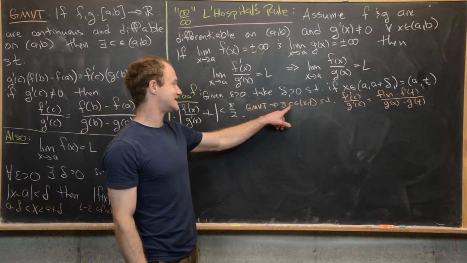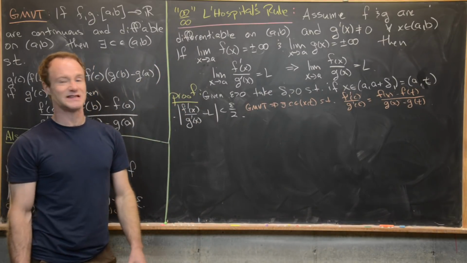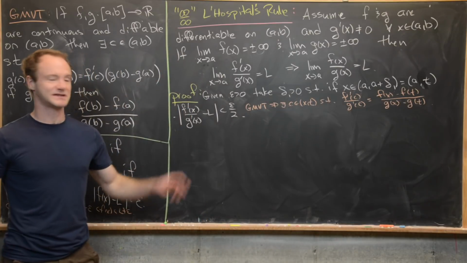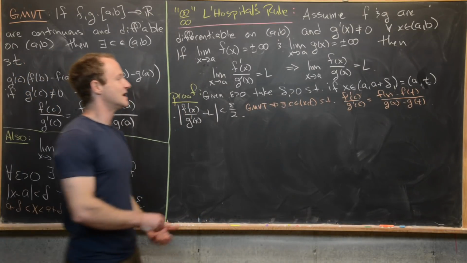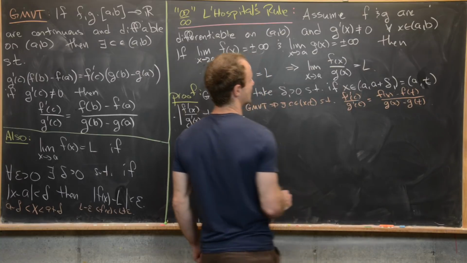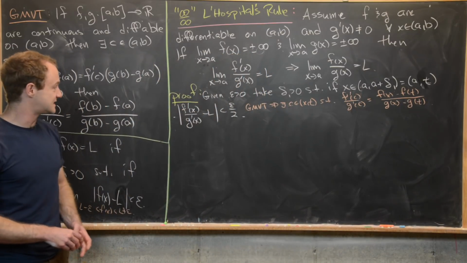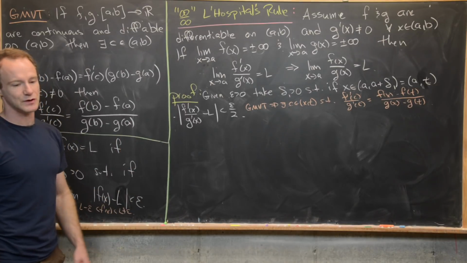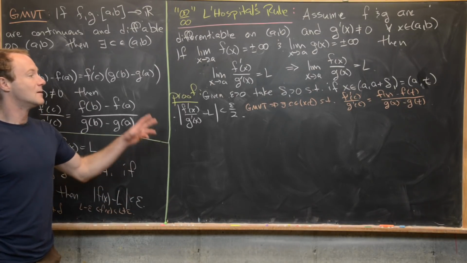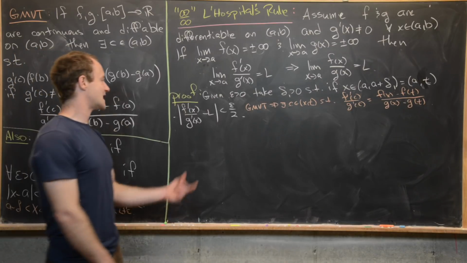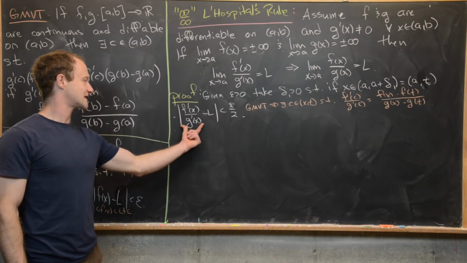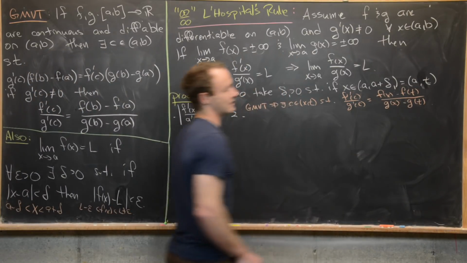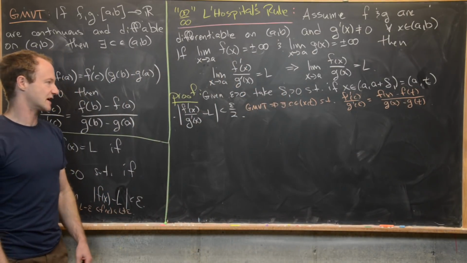Now the fact that c is on this interval x to t, which is a subset of this interval a to a plus delta 1 or a to t, tells us that this f prime of c over g prime of c minus L is less than epsilon over 2 when we put that into absolute values. But what that tells us is that we can replace this f prime of x over g prime of x with this quotient involving just f of x and g of x.